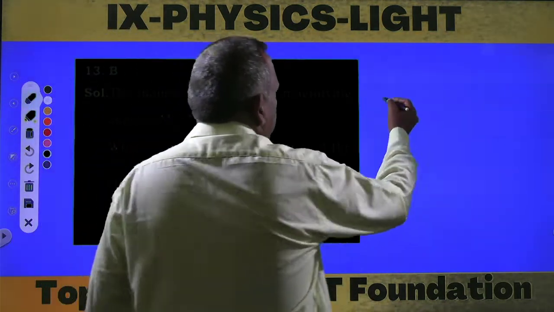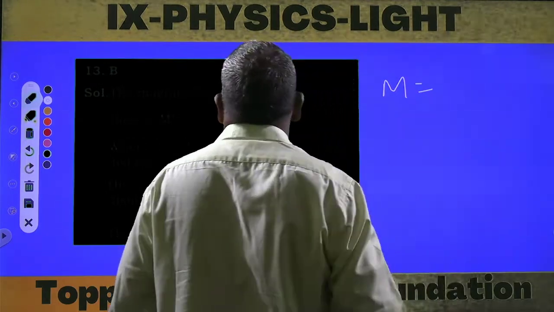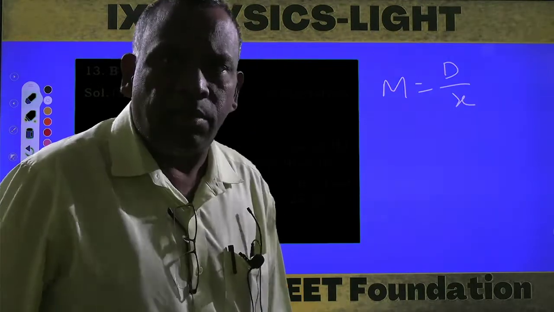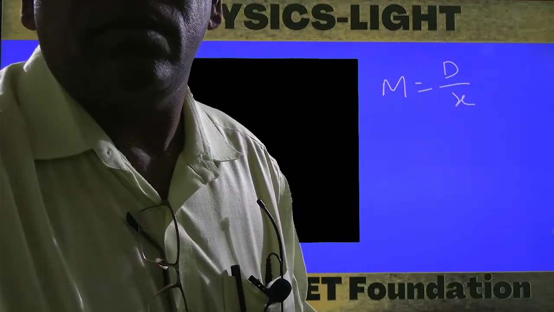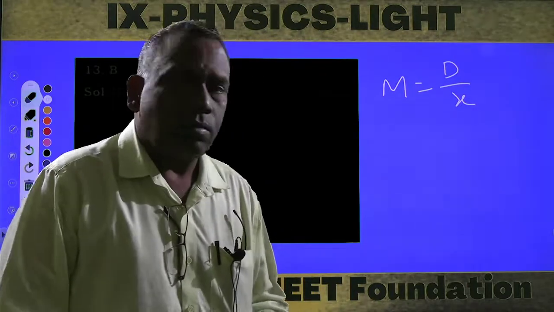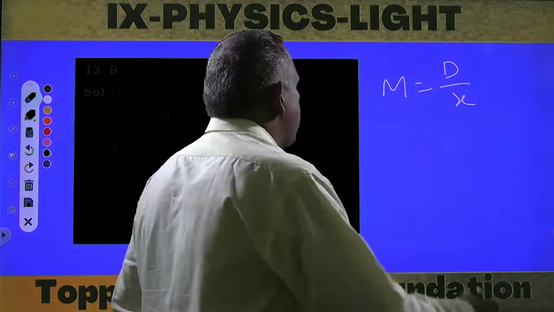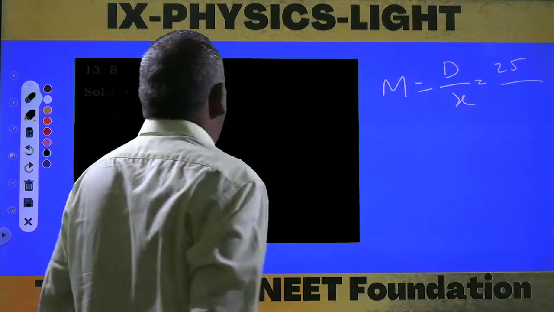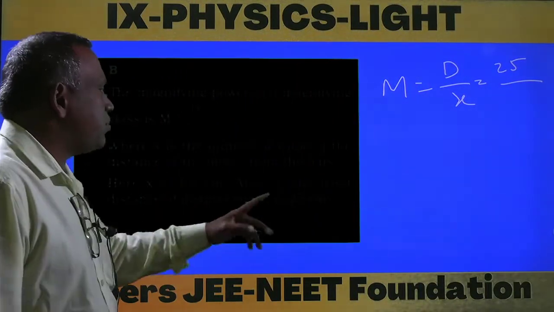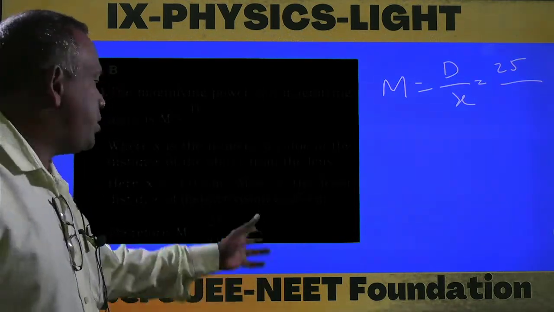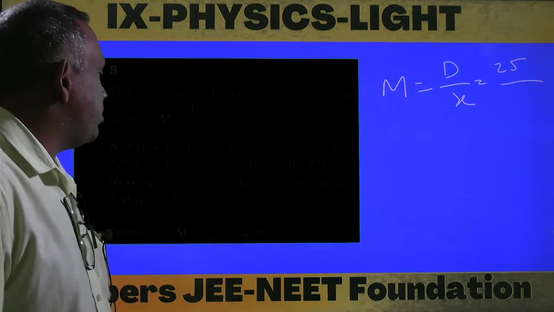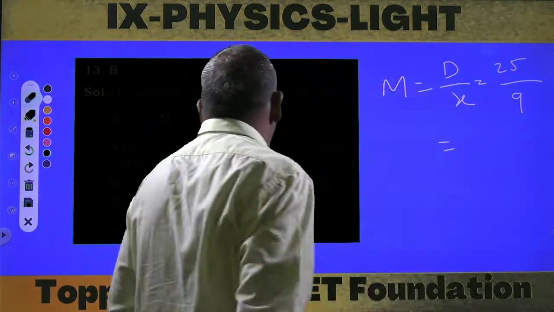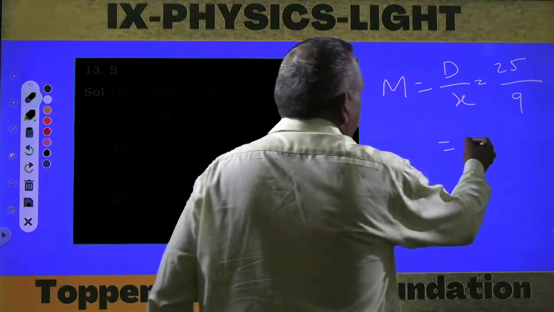See, magnifying power is nothing but m equal to d by x. The d value is the least distance of vision, which is 25, and the distance x is the numerical value of the distance of the object from the lens. That is the object distance, which is 9 centimeters. So 25 by 9 is approximately 2.8.